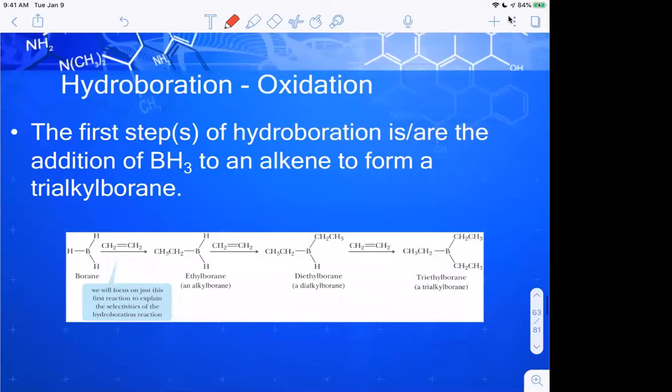So the first step is the addition of borane to an alkene. And this happens sequentially. What I end up with is the addition of 3 alkyl groups to that boron. So that's called a trialkyl borane. So I have 1 addition, 2 additions, 3 additions, and I end up with that trialkyl borane.